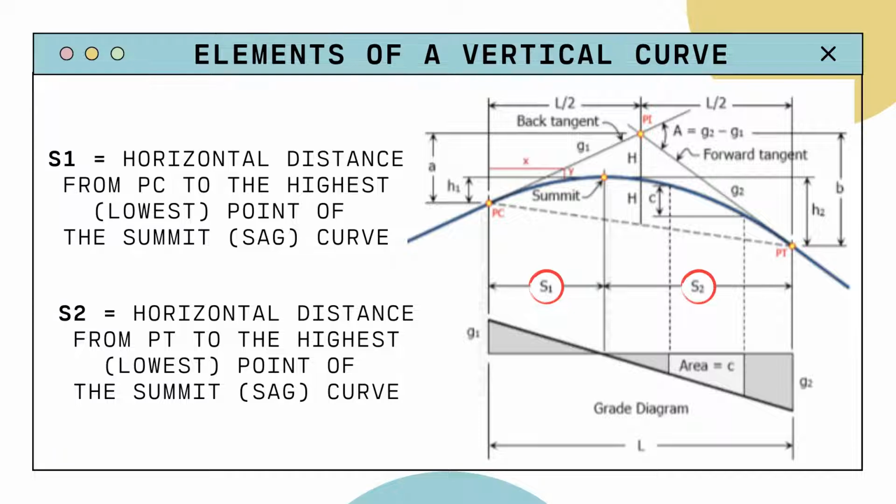Whereas S2, or the horizontal distance from the point of tangency to the highest or lowest point of the summit and sag curve, is just on the opposite side of S1. So they are basically the same. They both have the same common point, which is the highest point of the summit. But the difference is that S1, as you can see on the diagram on the left portion, starts from the point of curvature, while S2 starts from the point of tangency, as you can see on the right side of the screen.